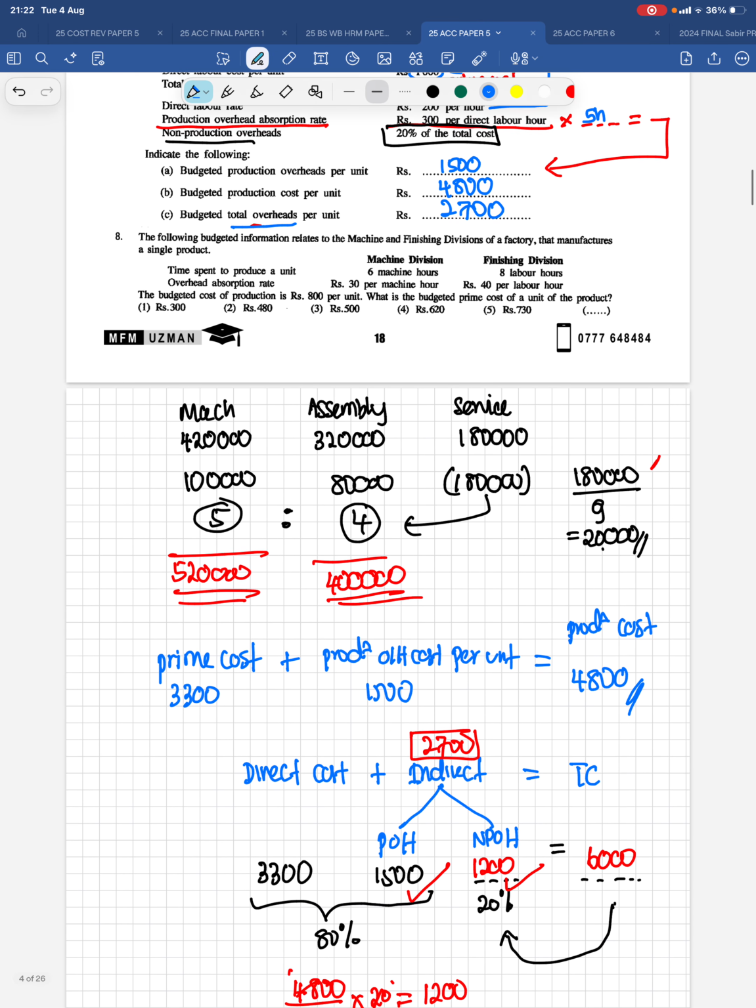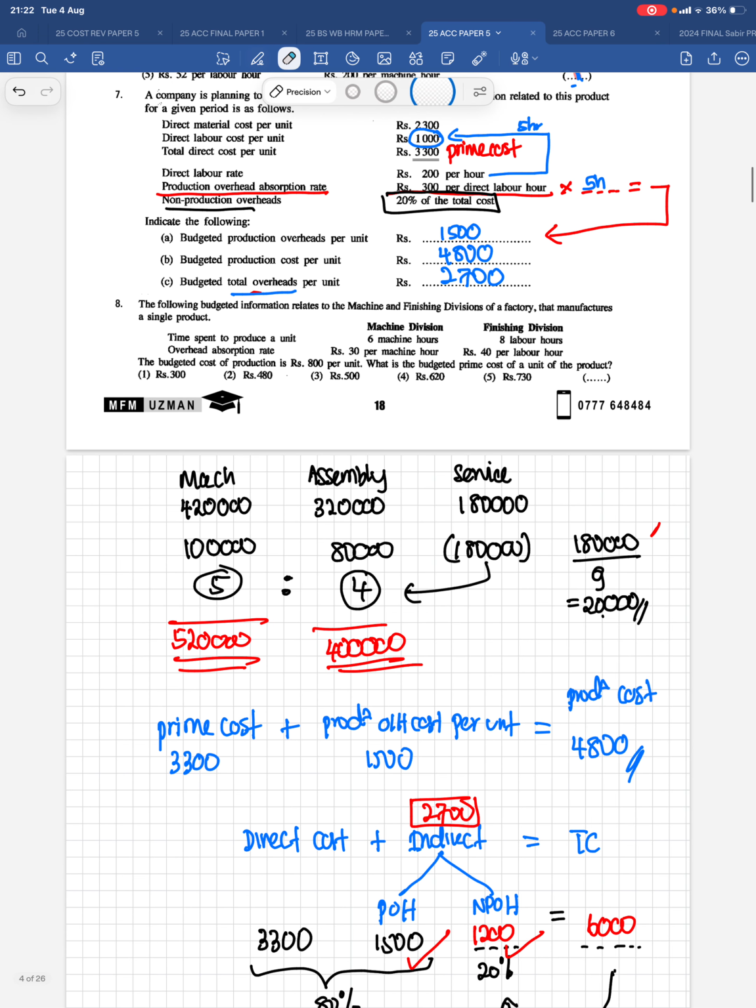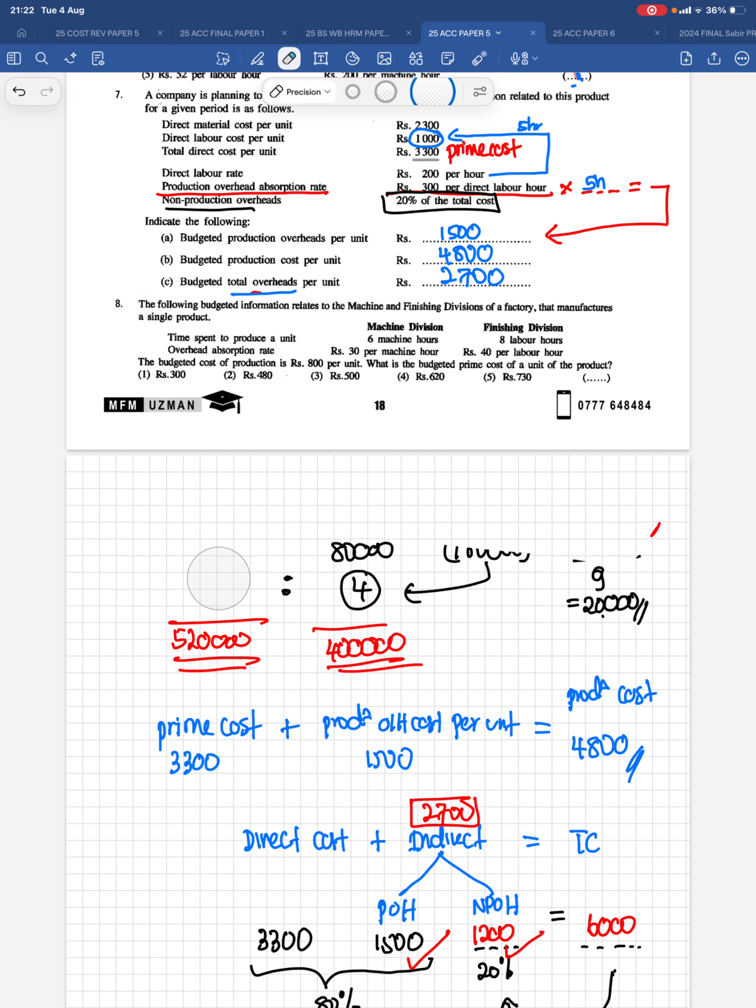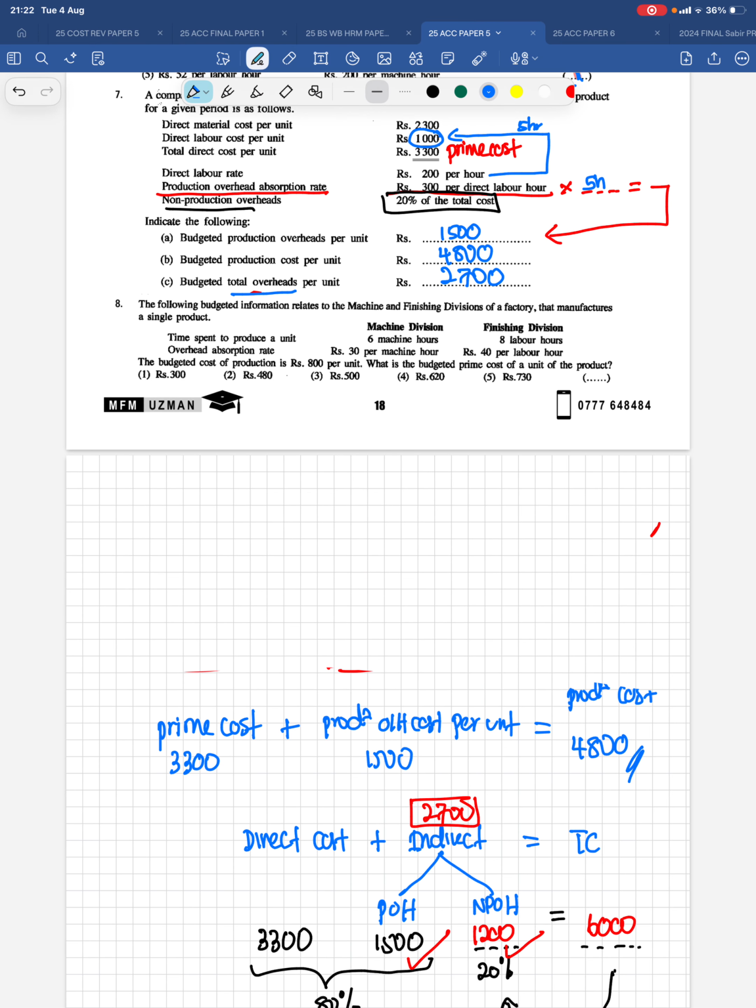And the next one, question number 8. Let me erase the previous working. Right, let's go for question number 8 here, guys. The following budgeted information relates to the machine and finishing divisions of a factory that manufactures a single product. For the time spent to produce a unit, they have given 6 machine hours, and the finishing division labor hours. They're asking about the budgeted cost of production, which is 800 per unit. They have given the budgeted production cost of 800.